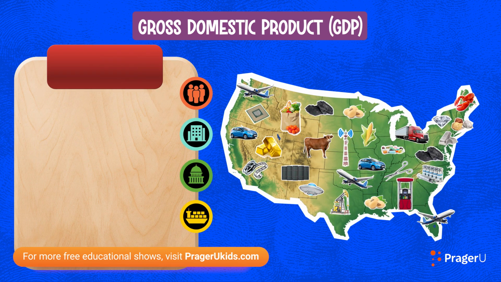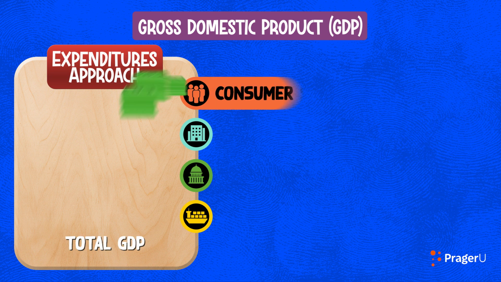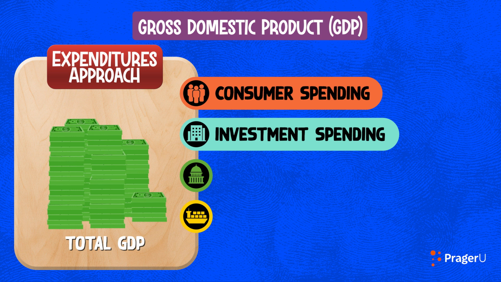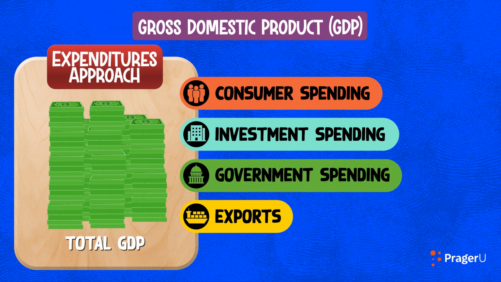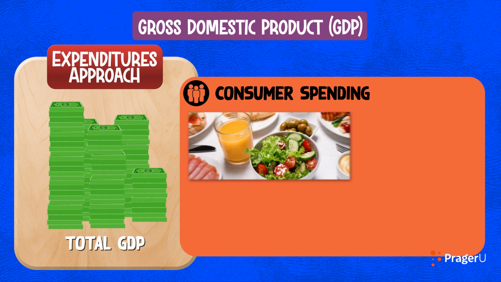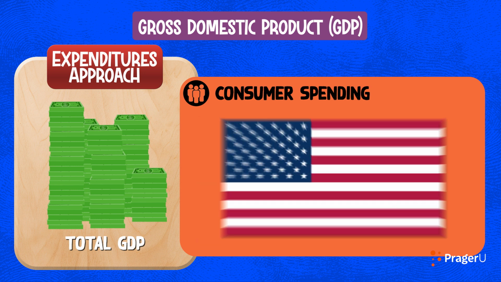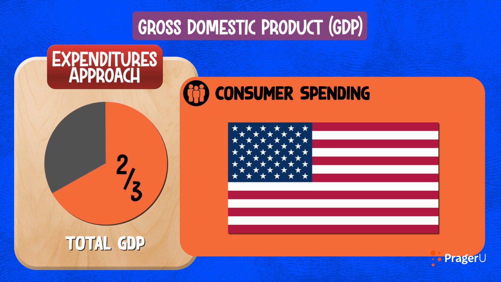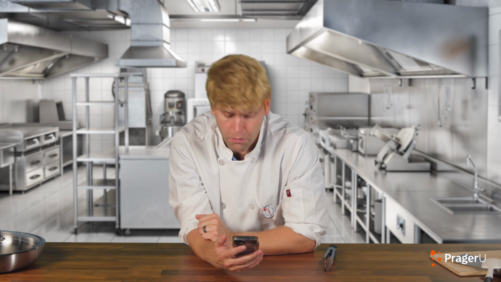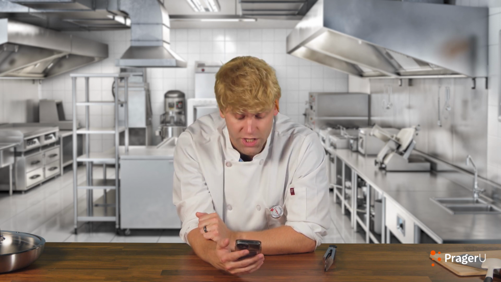The most common way to calculate GDP is the expenditures approach, which is the total amount of consumer spending, investment spending, government spending, and exports, but subtracting the amount of imports. Consumer spending, including food and beverage, electronic goods, and medical care, usually makes up the largest share of a developed country's GDP. In the US, it's about 2/3 of its total GDP. Oh, wow. The 2023 US GDP was over $27 trillion. Put a lid on it, Jackson!